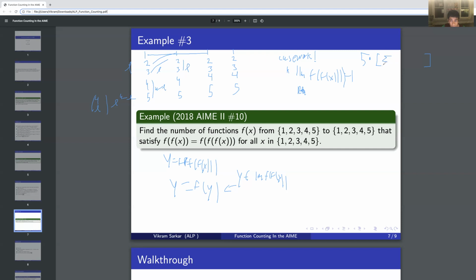So the sum from L equals 1 of 4 choose L times L to the 4 minus L. So L equals 1. So we just compute this out. 4 choose 1, 1 cubed. 4 choose 2, 2 cubed. 4 choose 3, 3 cubed. And 4 choose 4, 4 cubed.